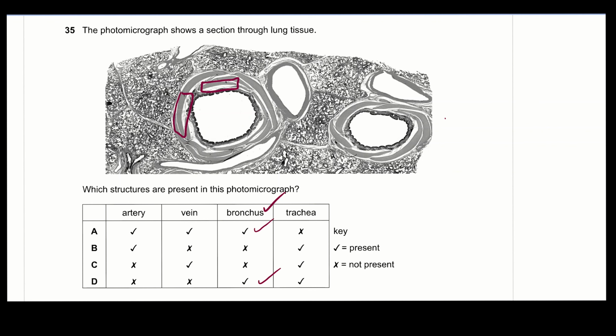Point number 2, here we could see a regular shaped structure. This might be an artery. And here we could see an irregular shaped structure too. So this might be a vein. Moreover, for the trachea, as we mentioned also earlier, it has C-shaped cartilage. And here I cannot see any C-shaped cartilage. So this must be the only correct solution. So the answer is going to be A.